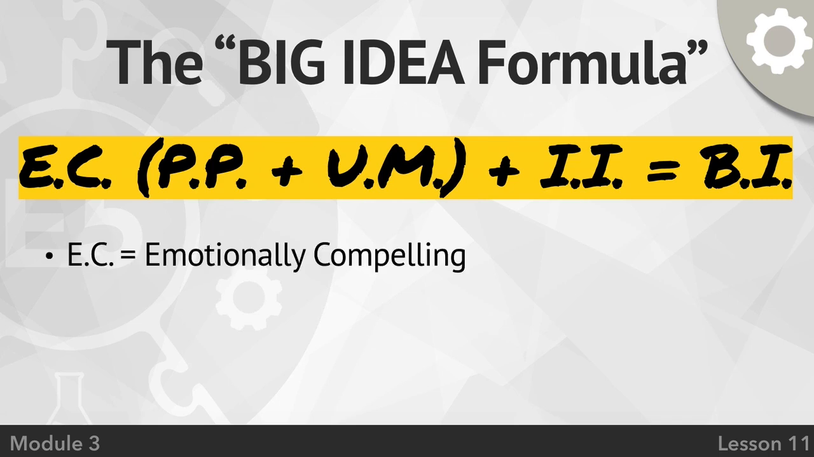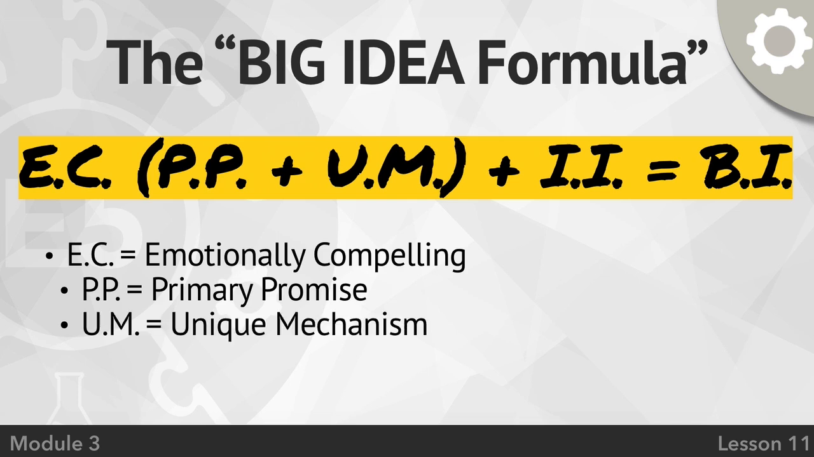EC stands for emotionally compelling. And your idea is emotionally compelling when it's built on a primary promise, a promise of transformation, result, outcome, and when that promise is delivered by a unique mechanism, the unique piece, part, component, process, aspect of your product or service that delivers the result, that fulfills the promise. That's when it is emotionally compelling.